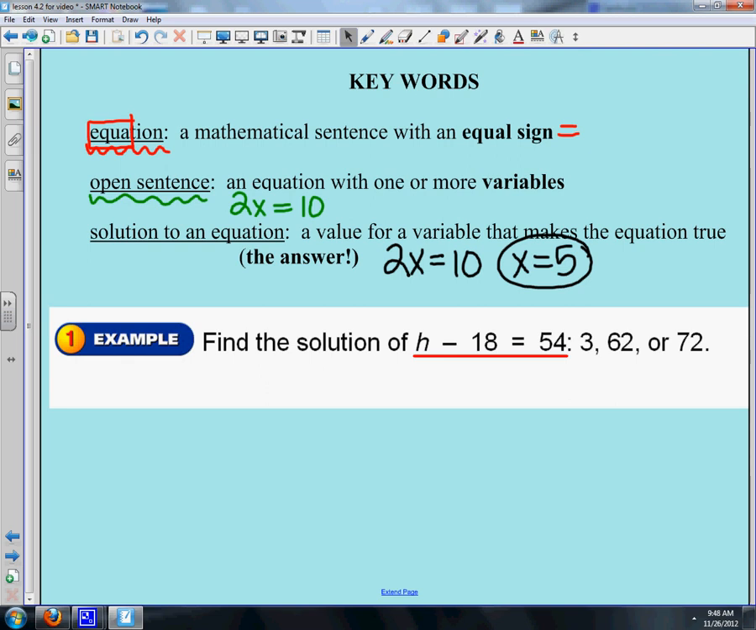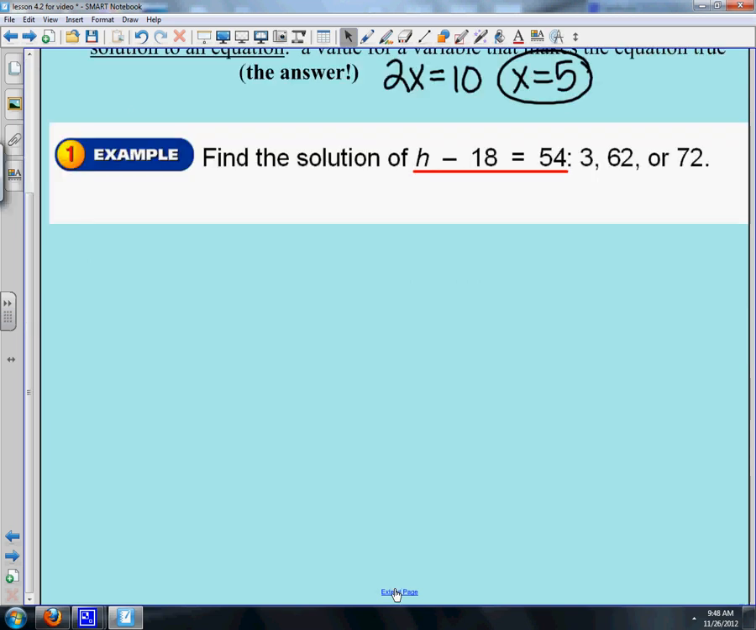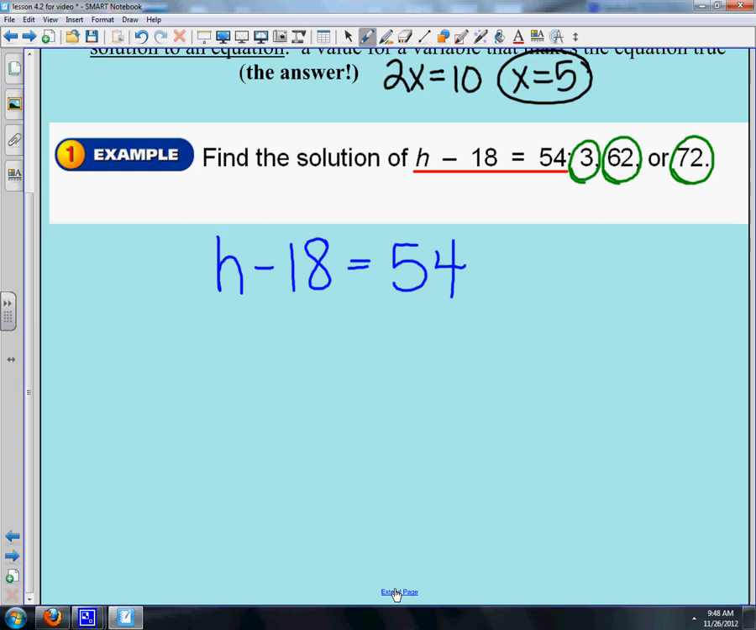So this says, find the solution of h minus 18 equals 54. So here's the equation: h minus 18 equals 54. Now they give me three choices. Is it 3, is it 62, or 72? So what do you think?